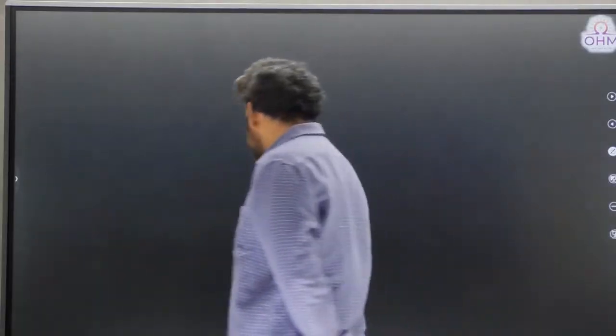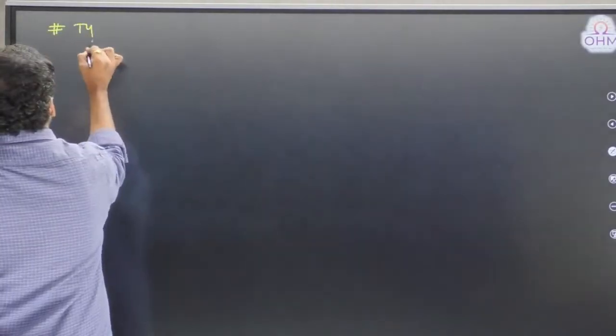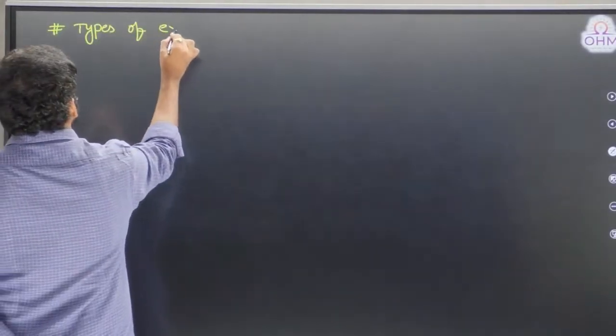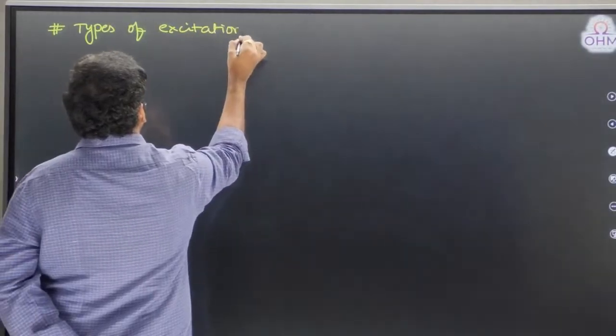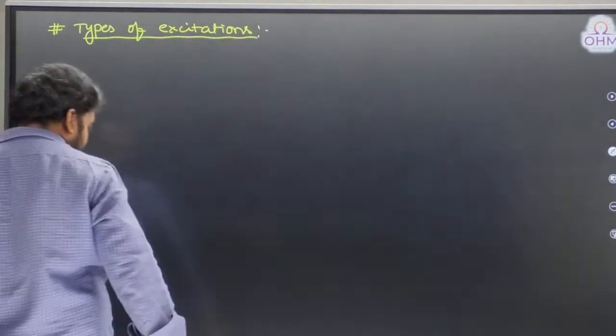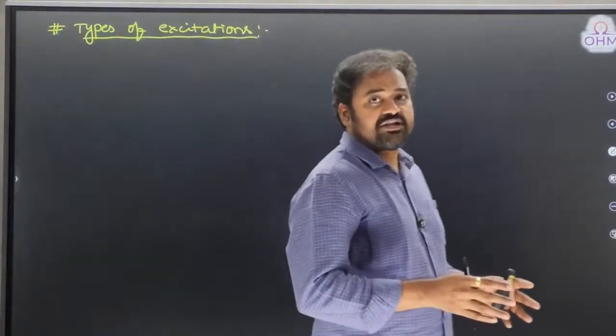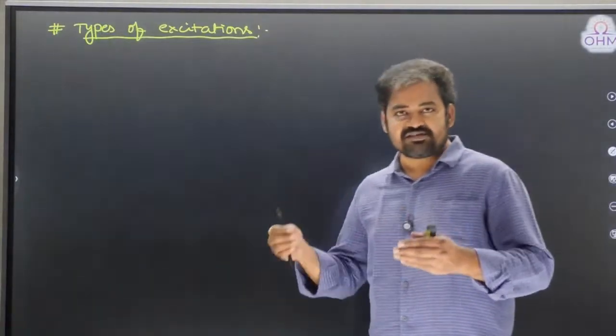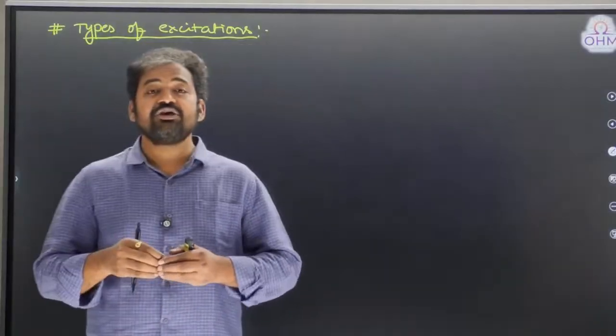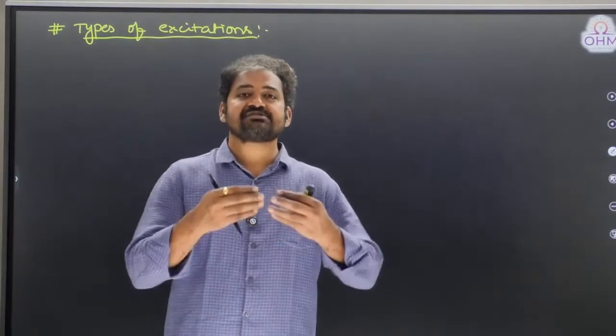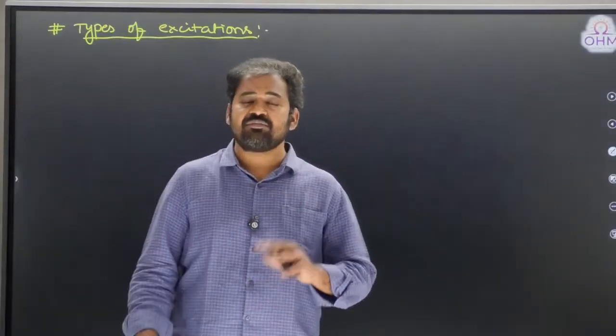Now, once we are done with the power flow equations, we will try to understand what are the different types of excitations we have in synchronous machines. Types of excitations. Then we will solve numerical questions. Types of excitations. Okay. So actually, in order to understand the types of excitations, we have to draw the phasor diagram. From the phasor diagram, we have to understand how over-excitation, under-excitation and normal excitation can be observed.